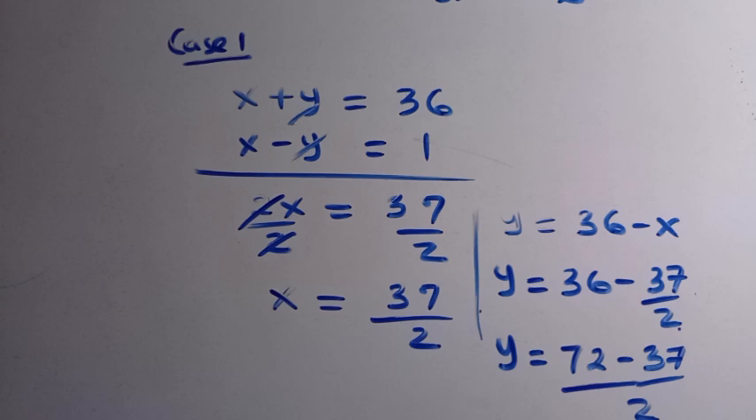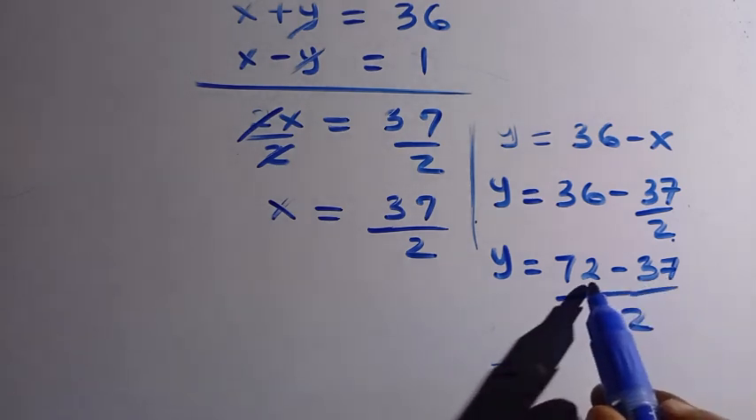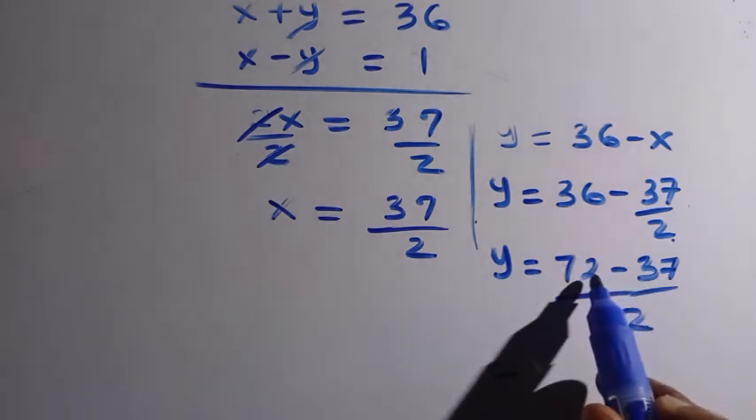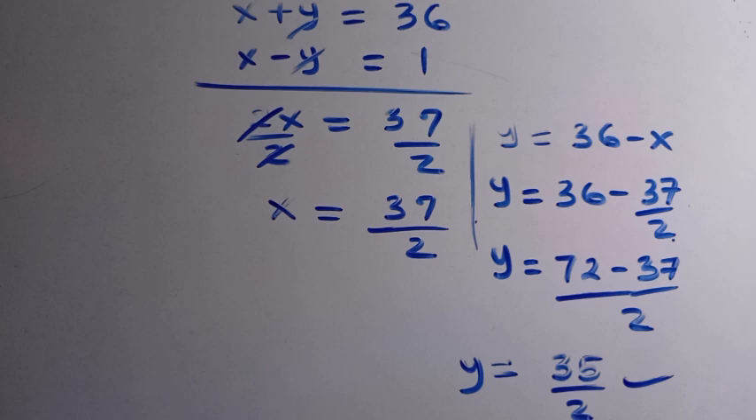So you can just try and subtract 72 and 37. By subtracting this, if we subtract 7 from 2, that is not possible. We take one here, this becomes 12. So this minus this, we have it as 5, and here is 35 over 2. So this is the value of y.